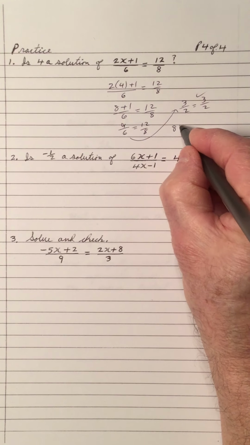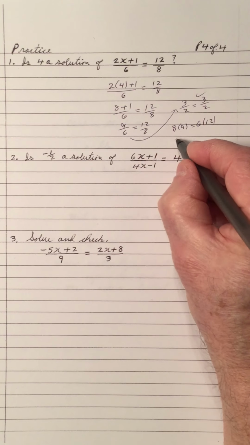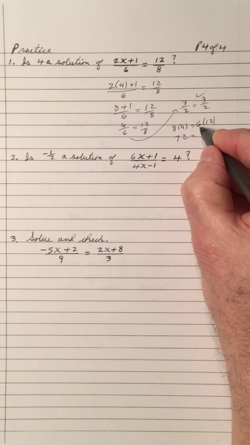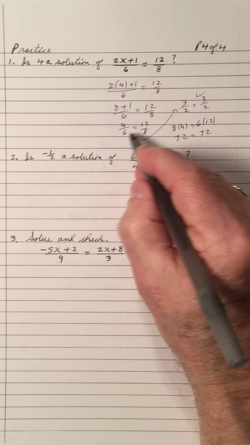Or you can go 8 times 9 and 6 times 12, because you can cross multiply. 8 9s are 72, 6 times 12 is 72. So either reduce them to get the same or cross multiply.